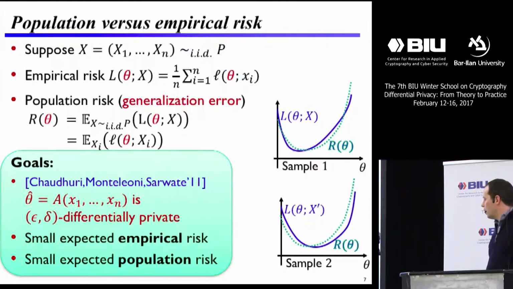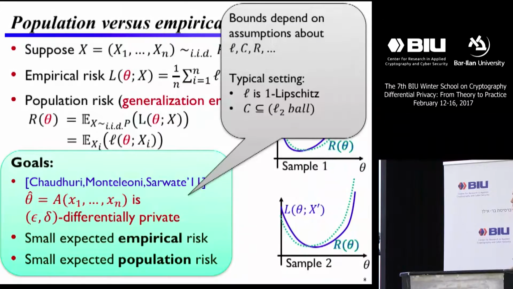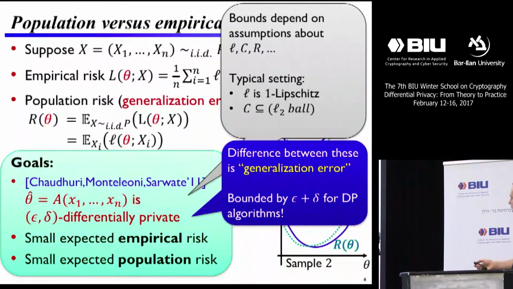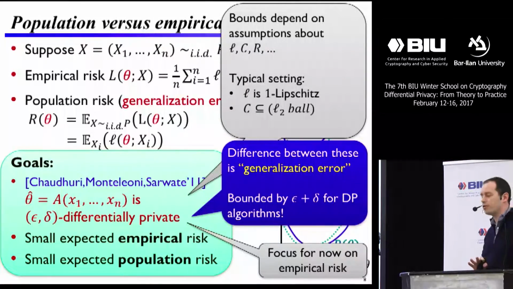So really there are two separate goals. You could either ask to minimize the empirical risk or ask to minimize the population risk, and it actually turns out that the results you get are slightly different in these two settings. There really is a noticeable difference between the two. Nevertheless, in general, the difference between the two is bounded for differentially private algorithms. As Kobe proved in his talk this morning, the difference between the empirical risk and the population risk is going to be bounded by epsilon plus delta for an algorithm that's epsilon-delta differentially private. And so for the remainder of the talk, I'm going to focus exclusively on empirical risk.